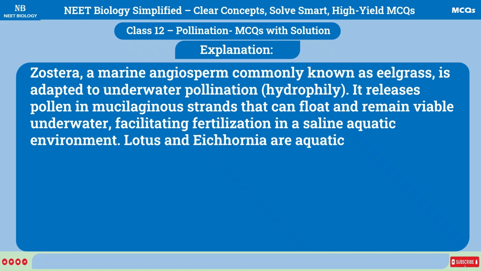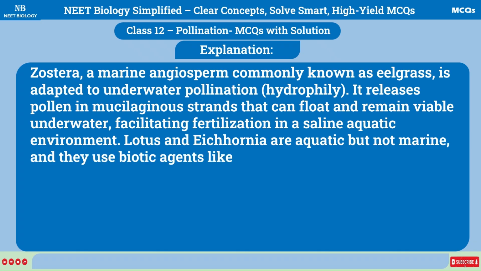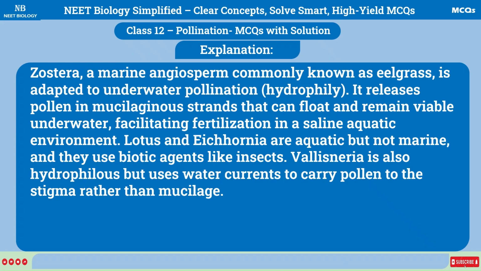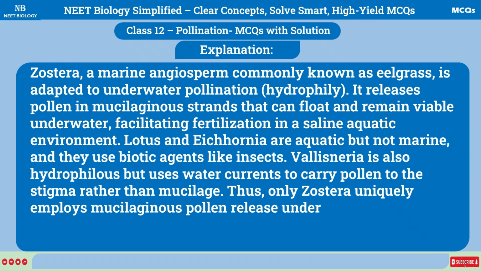Lotus and Eichhornia are aquatic but not marine, and they use biotic agents like insects. Vallisneria is also hydrophilous, but uses water currents to carry pollen to the stigma rather than mucilage. Thus, only Zostera uniquely employs mucilaginous pollen release underwater.